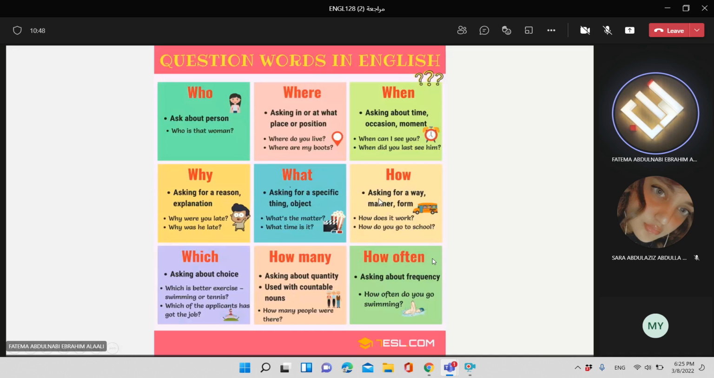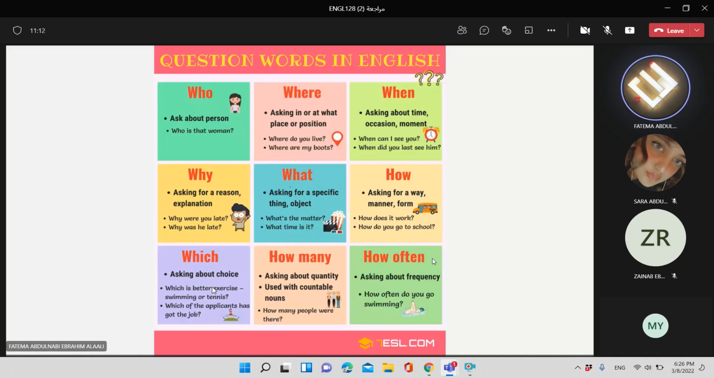How, we use it asking for a way, manner, or form, like how does it work? Tell me the way this thing works. How do you go to school? Which, we use it asking about a choice, like which one do you prefer, coffee or tea? How many, we use it asking about quantity.